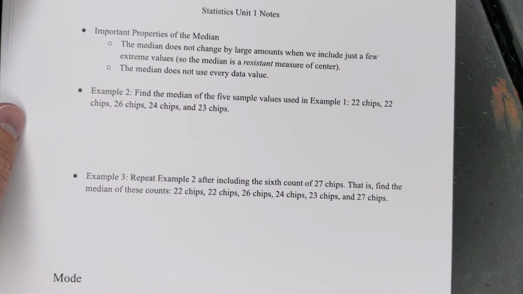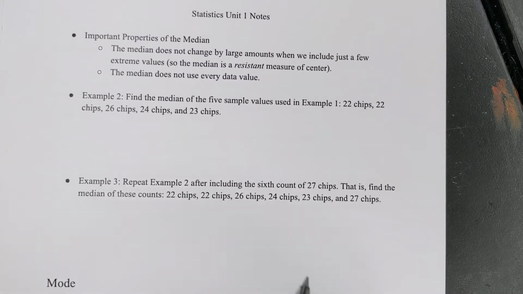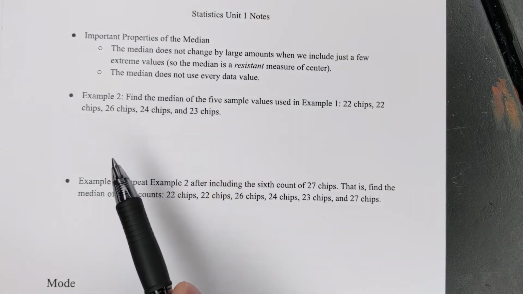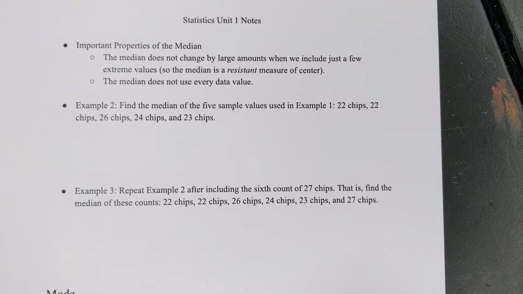Okay, so properties for the median. The median does not change when you include outliers very much, as much as the mean. So it is a resistant measure that resists large or small values. And the median does not necessarily use every data value because you're not doing a calculation.